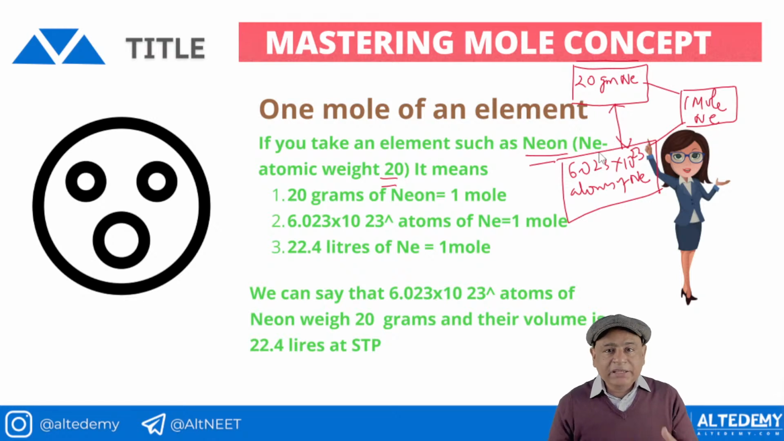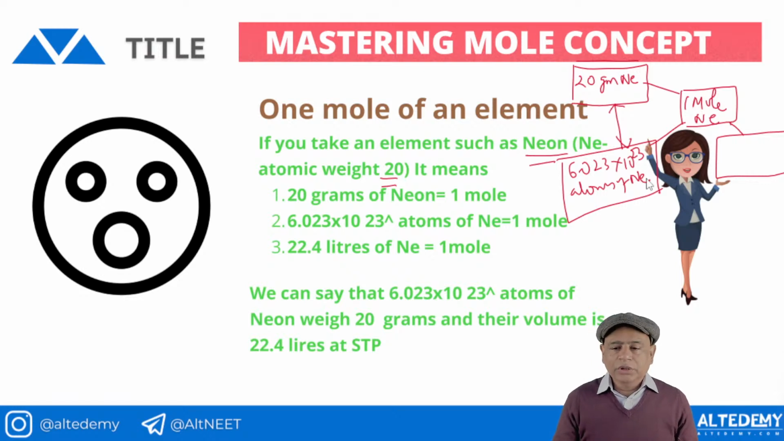And I am now adding a third parameter. Just because neon is found in gaseous state, for gaseous substances it is more important to talk about its volume. And for neon, if we take 22.4 liters of neon at STP, this you will have to remember. Again, it is an experimentally determined fact, so I cannot choose to alter it.